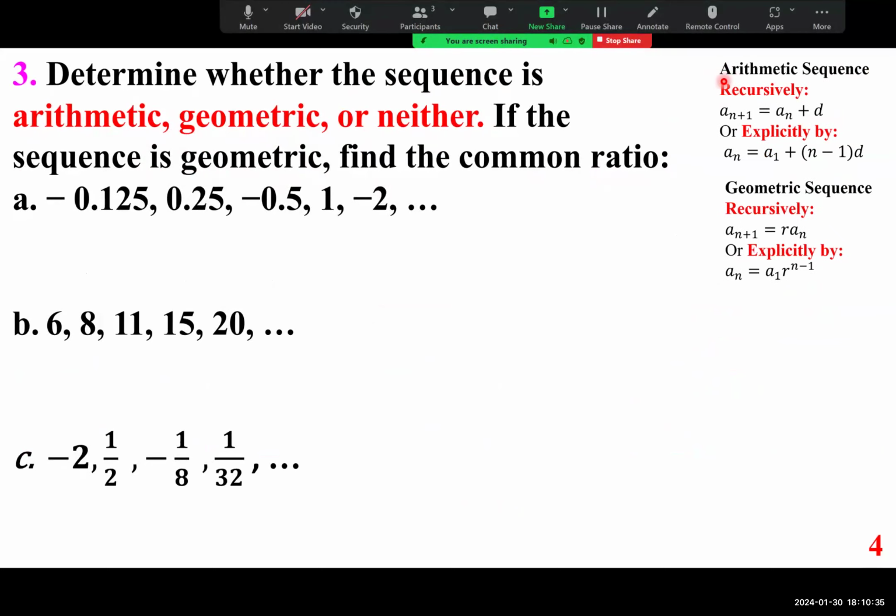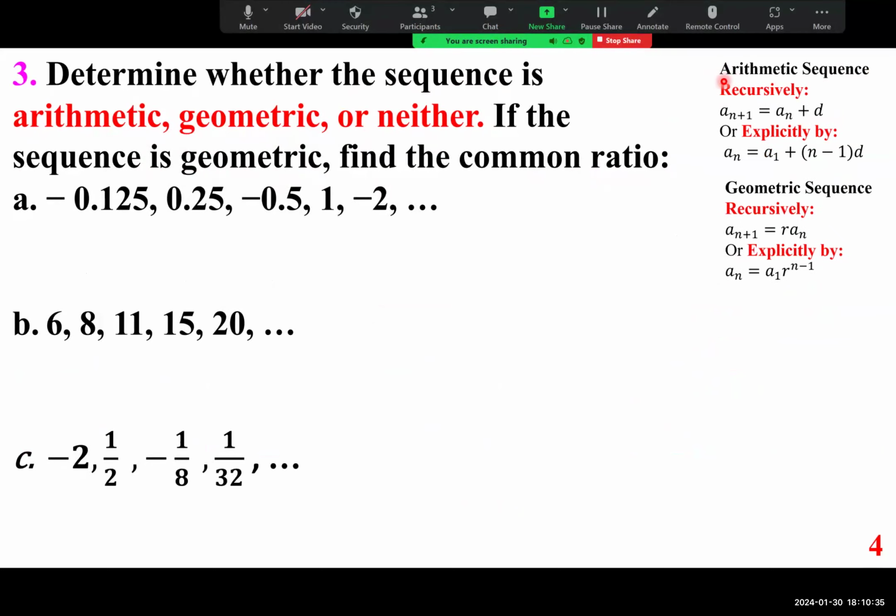An arithmetic sequence can be defined recursively as a sub n plus 1 equals a sub n plus d. That means just add a constant d. It's called the difference or distance. Or explicitly, a sub n equals a sub 1 plus n minus 1 times d.